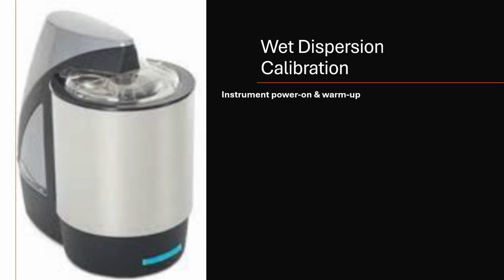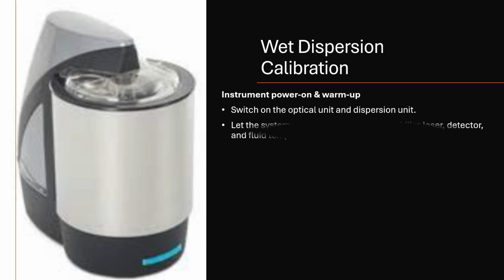So the first step is instrument power on and warm up. First you need to switch on the optical unit and dispersion unit, and then let the system warm up for at least 30 minutes or more to stabilize the laser, detector and fluid temperature. Basically, this warm up period allows the laser output to reach thermal stability, the detector to reach consistent sensitivity, and the dispersion temperature to equilibrate, right?